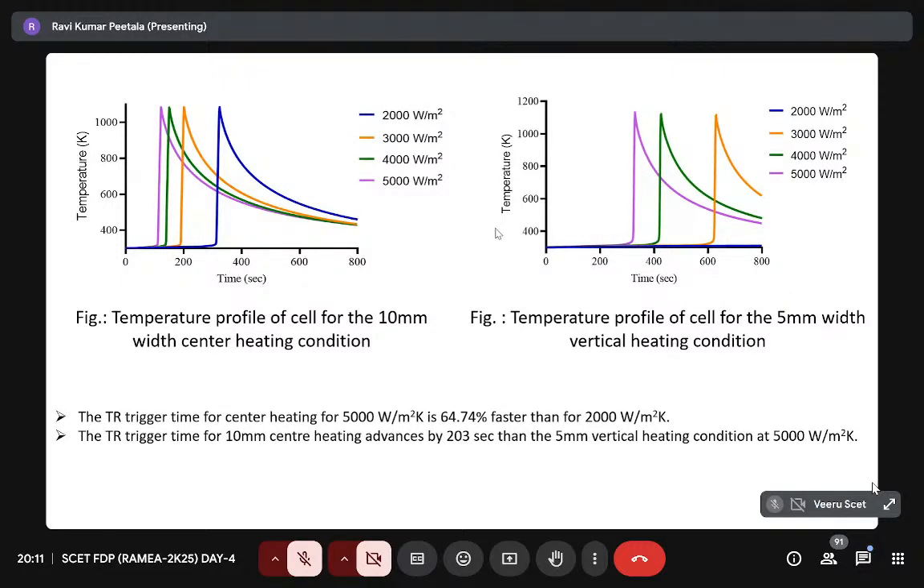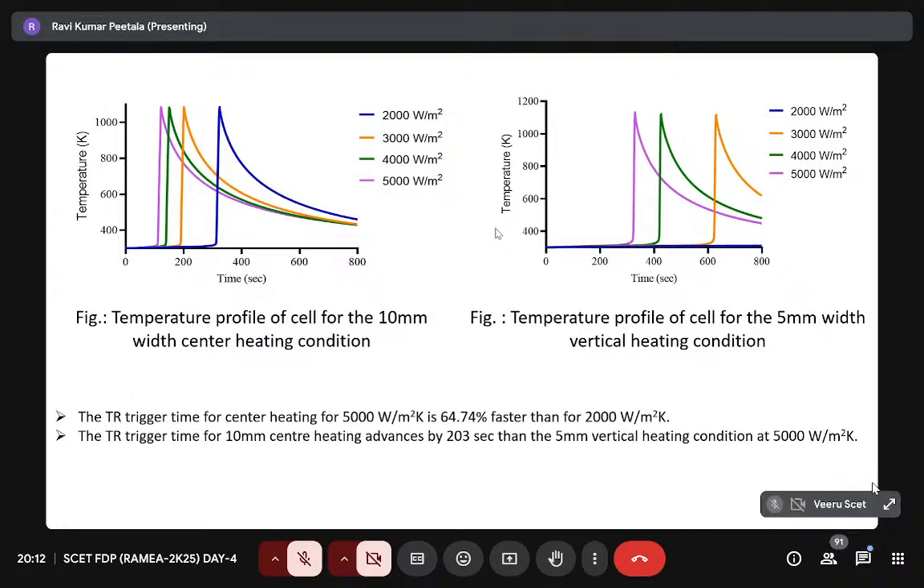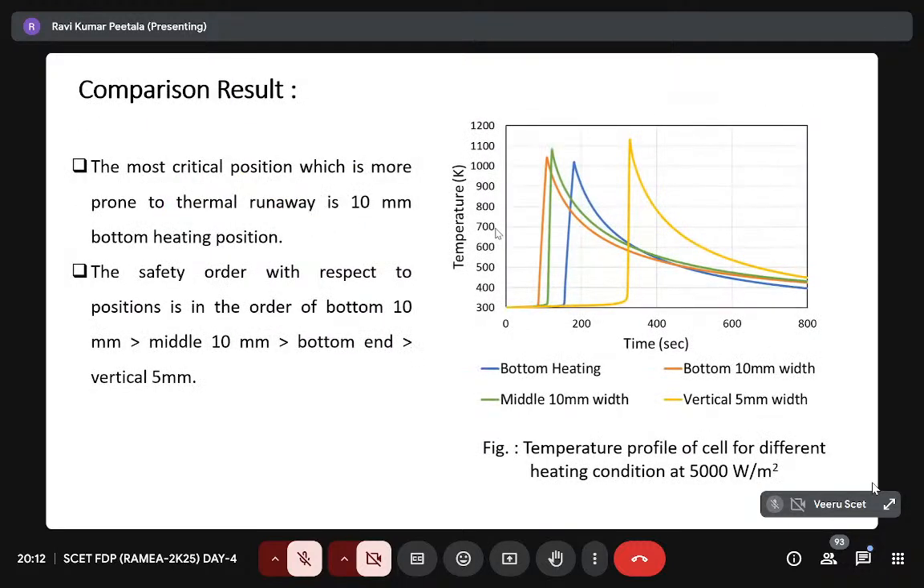Our intention here is to see, when thermal runaway is happening due to the chemical reactions, what happens if various locations are heated. We saw that at the bottom 10 mm thickness, as well as the center and exactly the bottom, the thermal runaway is happening very fast without cooling. So these are the conclusions.